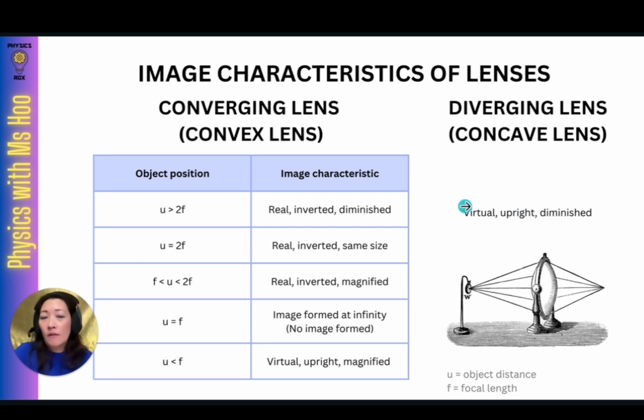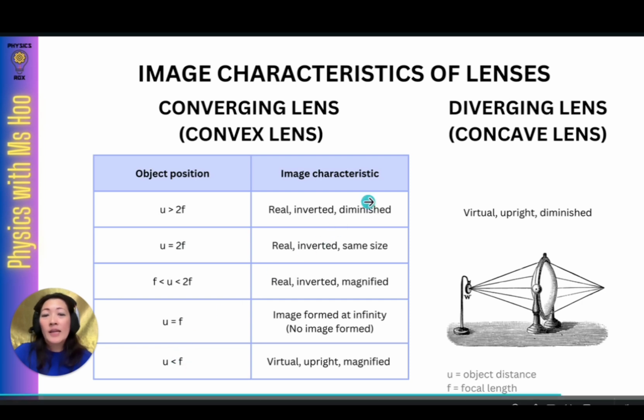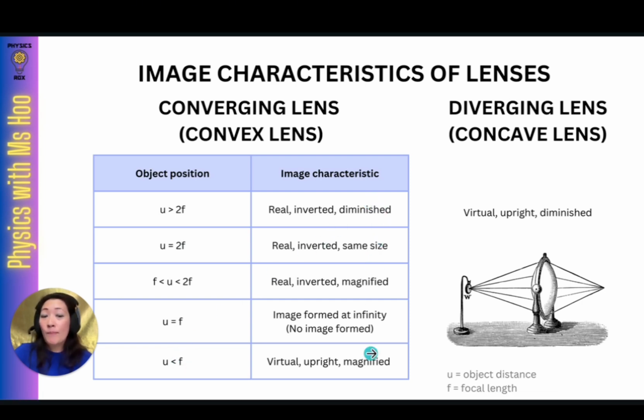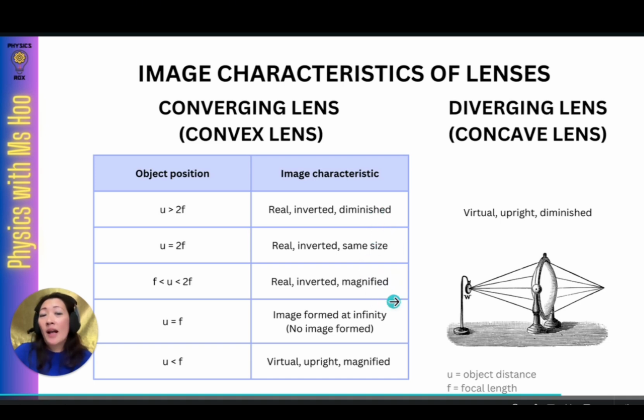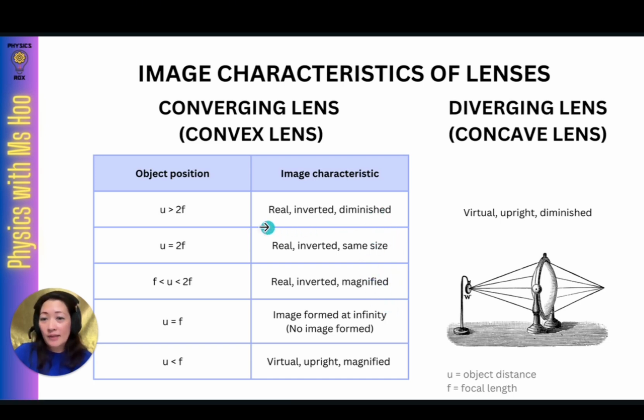Now in terms of the size, the sizes are not random. You can see that when the object is placed far away, it's actually diminished, and as the object gets closer and closer to the lens, the size of the image increases from diminished to same size to magnified. So that's another way that can help you remember the characteristics. And same size is only one position, exactly when U equals 2F. So it's diminished here, and as it gets closer, it becomes same size and then magnified.